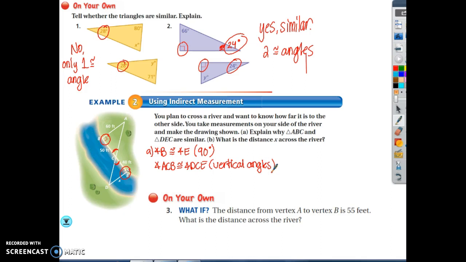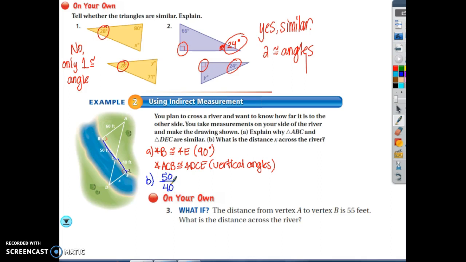Part B, we're going to find the distance across the river. Since these are similar triangles, all we need to do is find our scale factor, and then multiply to find that distance across the river. We have enough information to find the scale factor if we look at our corresponding parts. This part of my triangle, side BC, will correspond to side CE in my other triangle. That means the relationship between the two triangles has a ratio of 50 over 40.